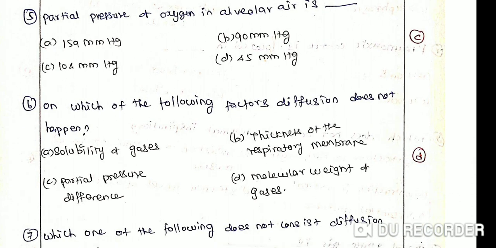On which of the following factors does diffusion not depend? Option A solubility of gases, option B thickness of the respiratory membrane, option C partial pressure difference, option D molecular weight of gases. The correct answer is option D molecular weight of gases. Diffusion capacity depends on solubility of gases, thickness of respiratory membrane, and partial pressure difference. These all factors play an important role in exchange of gases through the process of simple diffusion.